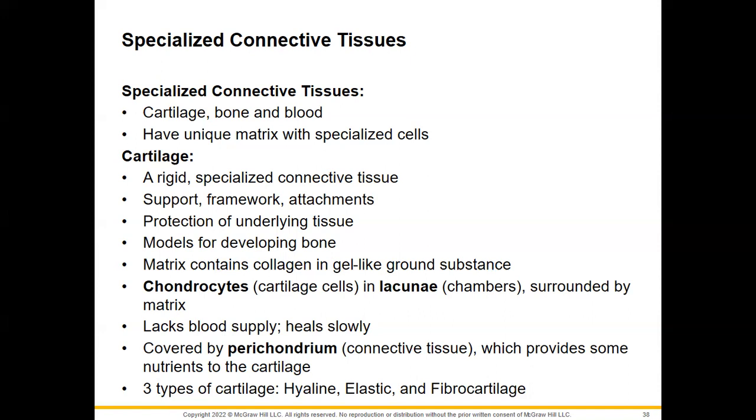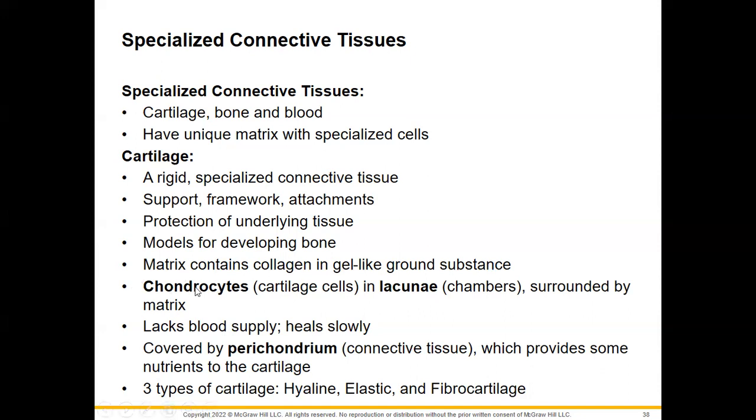Inside of that tissue, that gristle, that cartilage, around the cells that are producing this tissue, you're going to have a ground substance that's more gel-like, that contains collagen in the gel-like ground substance. So that's why gristle is kind of squishy yet firm.